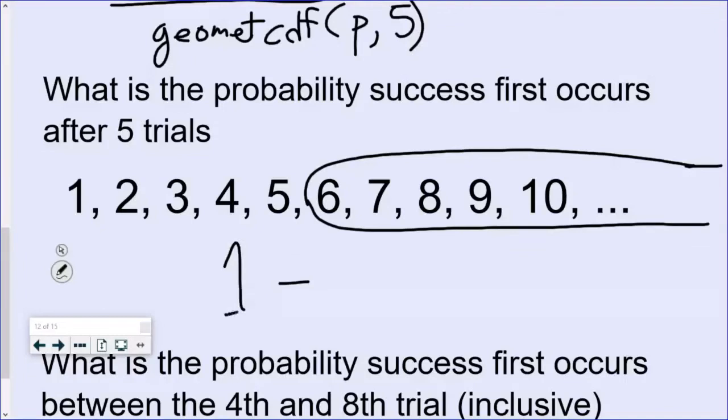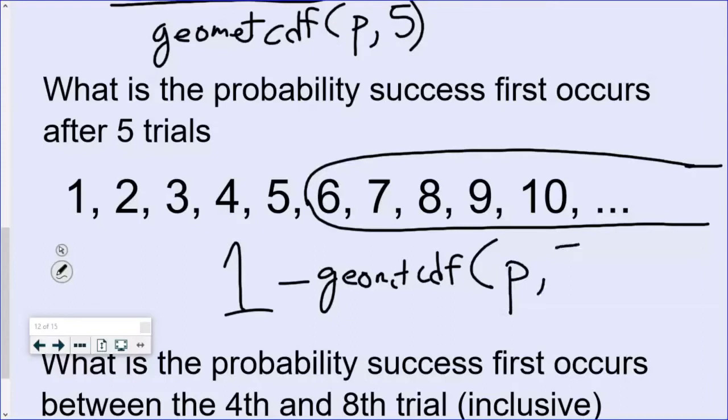So I'm doing 1 minus, because if I look at this, I also could say this is at least the 6th trial or later. At least would tell me 1 minus. So I want to remove what I don't want. What I don't want are these first 5. So I want 1 minus geometric CDF, because it's more than one of them, whatever my chance of success was, and the largest number I didn't circle, 5. I'm removing these individual possibilities from the overall group, so I'll be left with the actual answer.